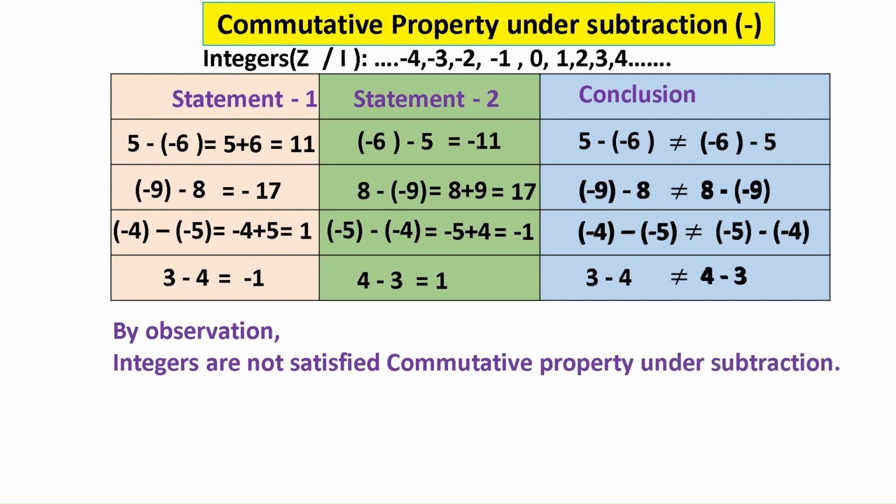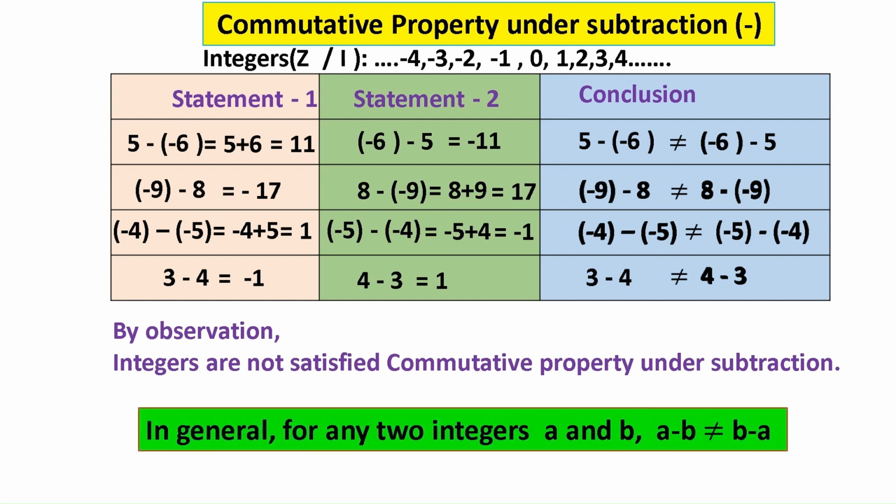From this table, by observation, integers do not satisfy the commutative property under subtraction. In general, for any two integers a and b, a minus b is not equal to b minus a. This property is known as the commutative property under subtraction.